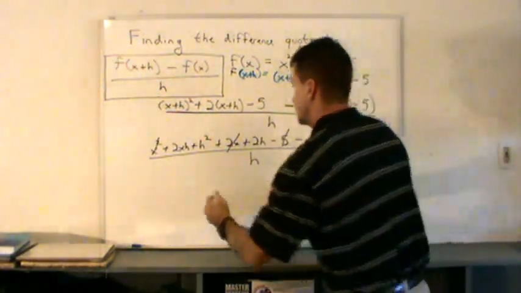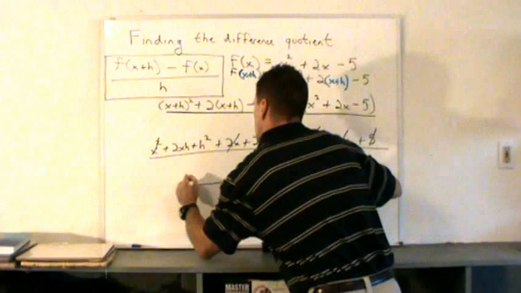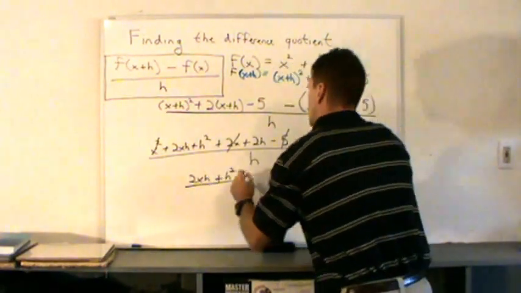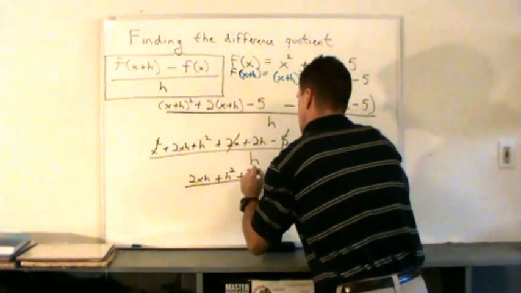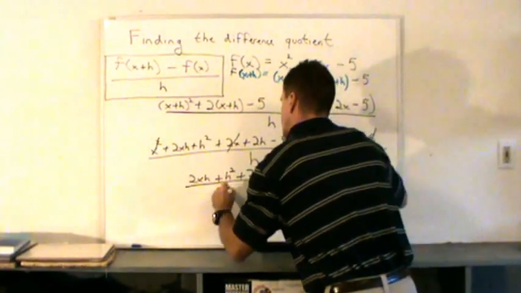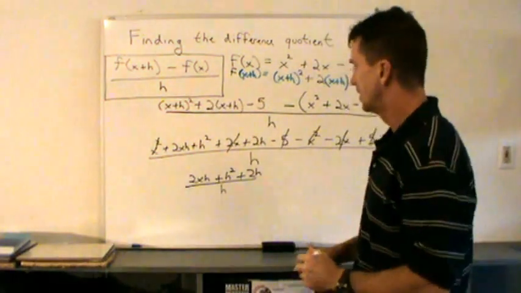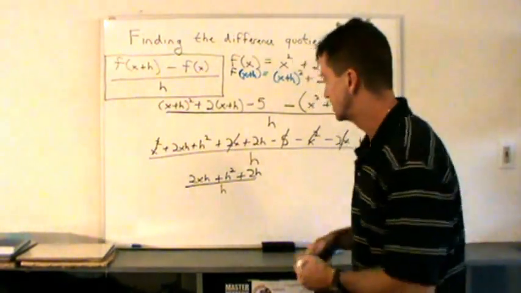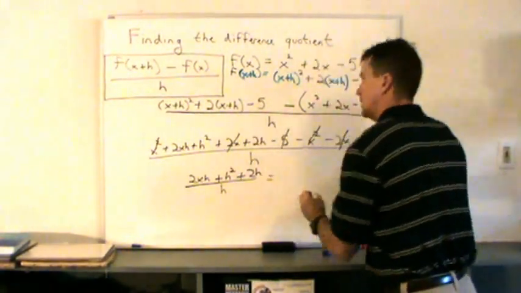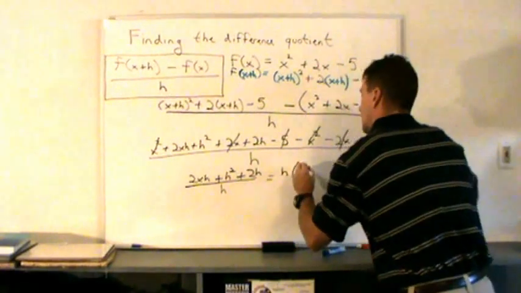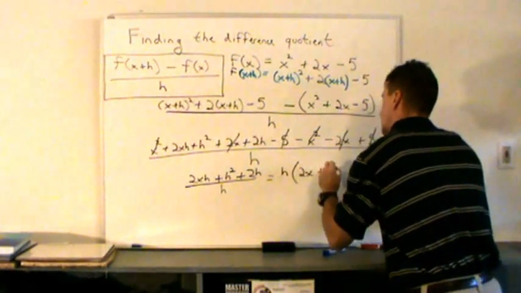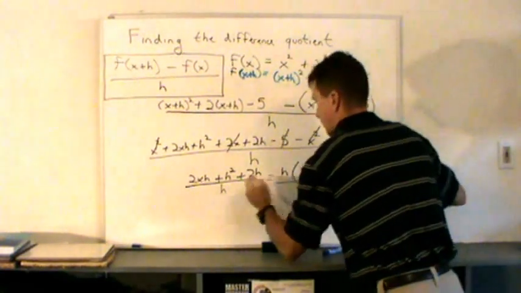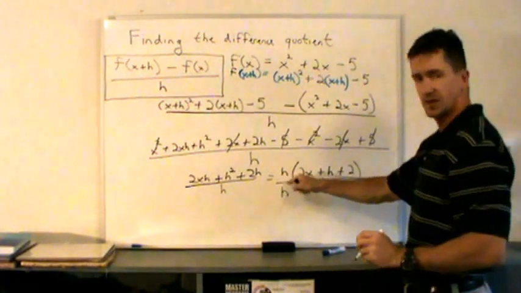That helps. So now I'm left with 2xh plus h squared plus 2h, all over that h. But it's getting a lot better. This is prettier. The last thing we have to do, notice everything has an h. We're going to factor out an h so we can cancel it. So I'm just going to put a little equal sign here, factor out an h. We have 2x plus h plus 2, all over that h, and yes, everyone, you can now cancel.